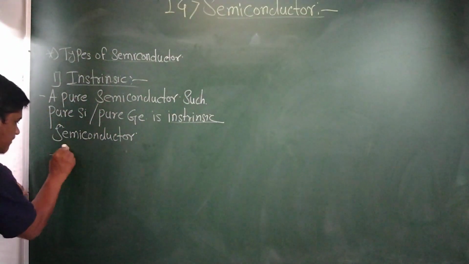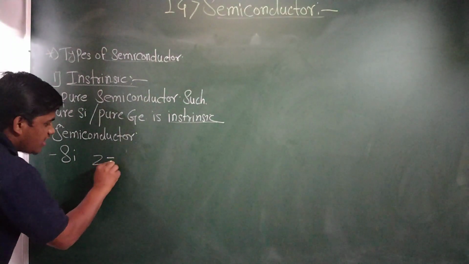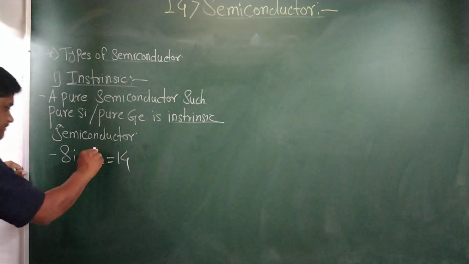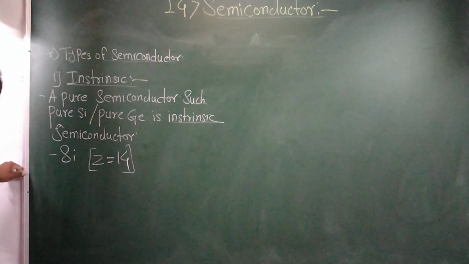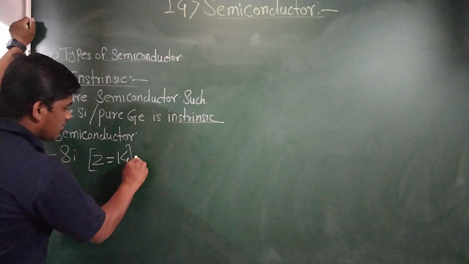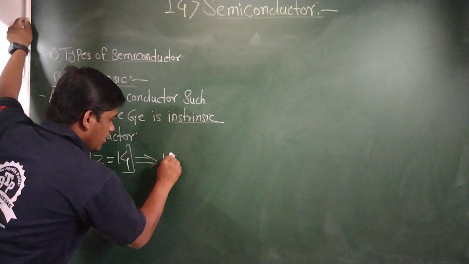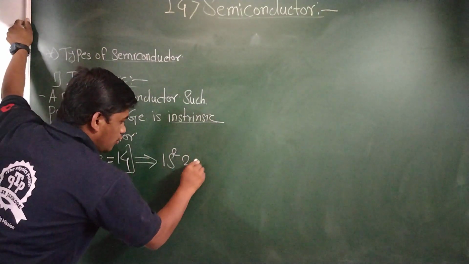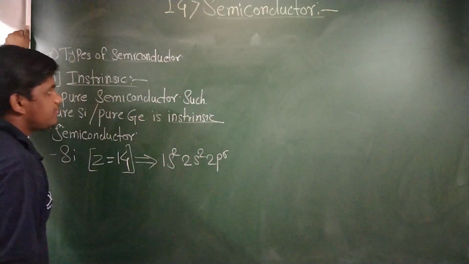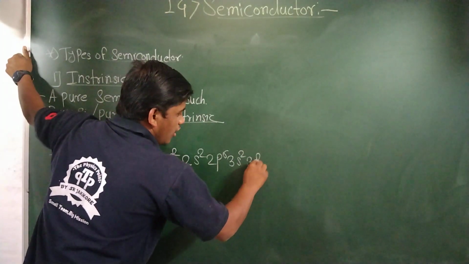Consider silicon. We will take one example. The atomic number of silicon is 14. Then we write the electronic configuration of silicon, or the electronic distribution. The electronic configuration of silicon is 1s2, 2s2, 2p6, 3s2 and 3p2.